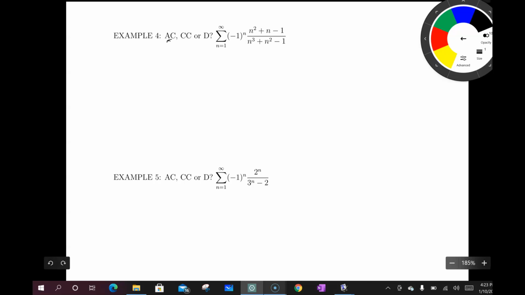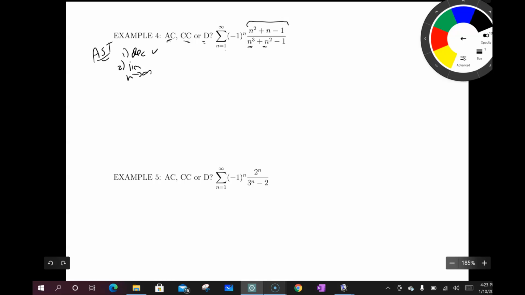All right, AC, CC, or D. So what I'm going to do is I'm going to do AST first. I'm going to see if it converges by AST. Does it look like these positive terms would be getting smaller as n's are getting larger? It looks like I've got more in the denominator with this n cubed and n squared as n is getting larger. So yes, I would say the terms look like they're decreasing.